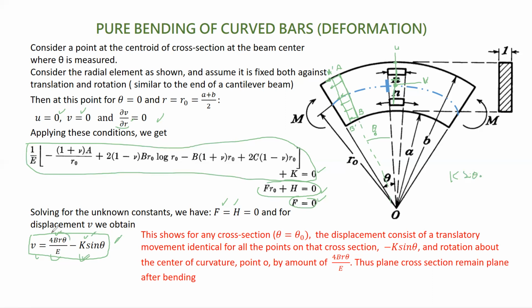The first term shows that displacement would be proportional to R. So that point B, which is closer to point O and has a smaller R, would have a smaller deformation, and point A, which is further away from that, would have a larger deformation. But rotation will be linear with respect to R.